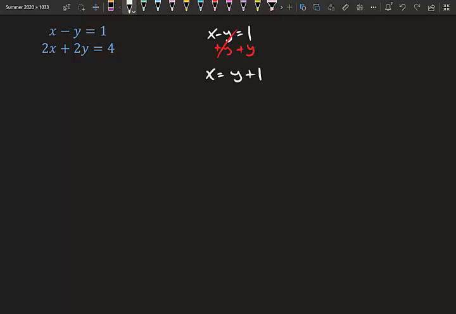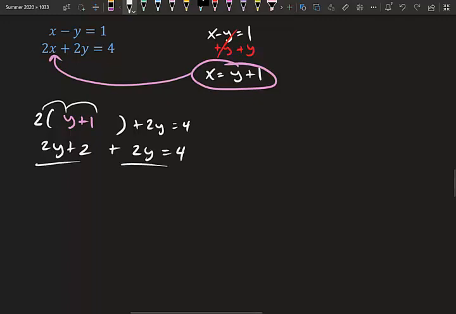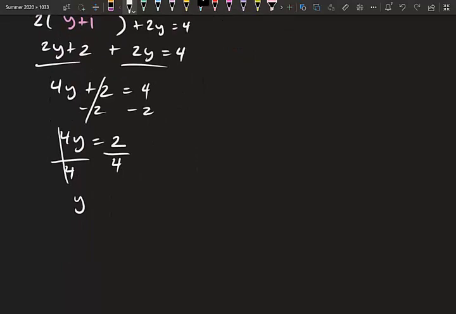Now that I have x by itself, I'm going to plug it into the equation we didn't touch. We did nothing with the bottom, so I'm going to plug it in as x. So we have 2 times x, which is y plus 1, plus 2y equals 4. Now we solve. So distribute the 2. We have 2y plus 2 plus 2y equals 4. Combine like terms. And when we do, we get 4y plus 2 equals 4. Subtract 2. So 4y equals 2. Divide by 4. And we get y equals 1/2.